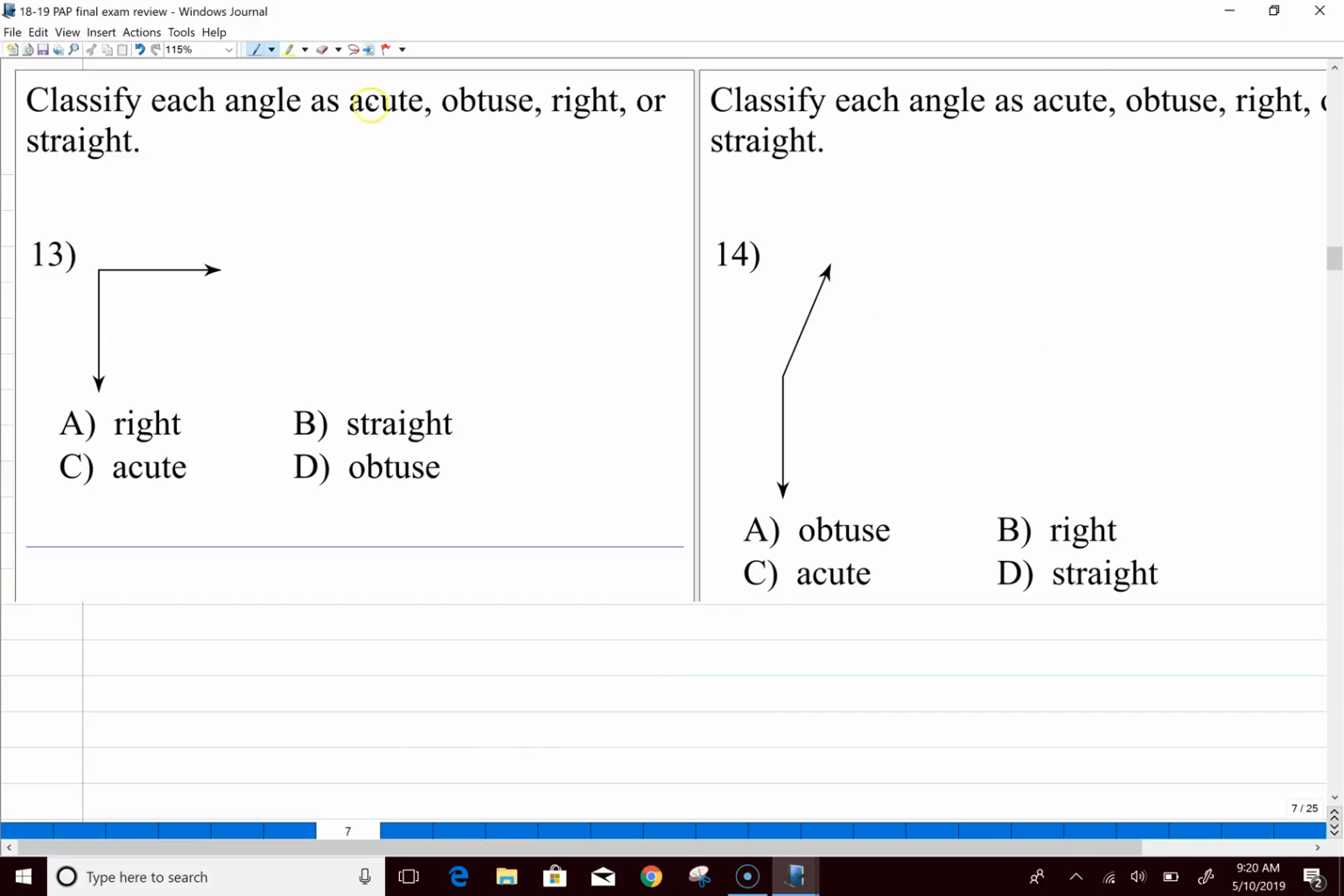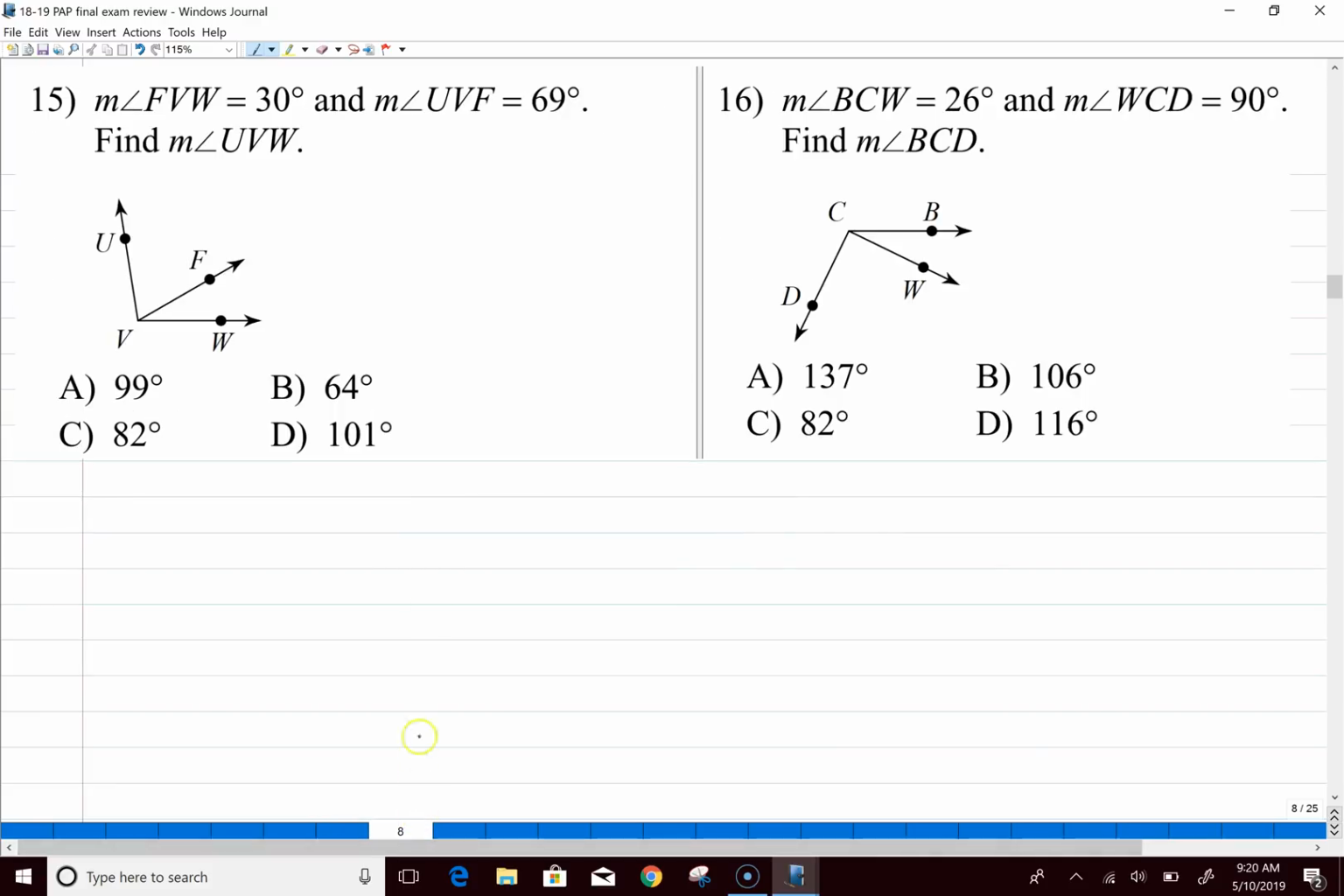You also know what an acute angle is, obtuse, right, or straight, I hope. If not, look for your notes or ask me. This angle is obtuse. Right.